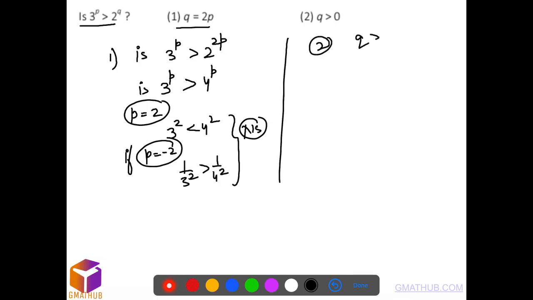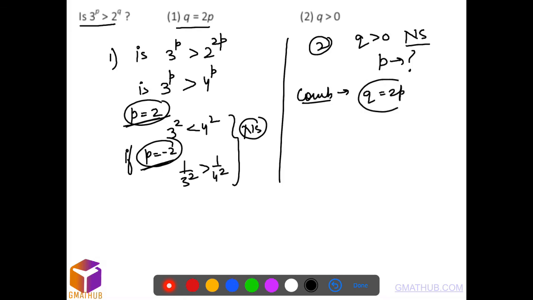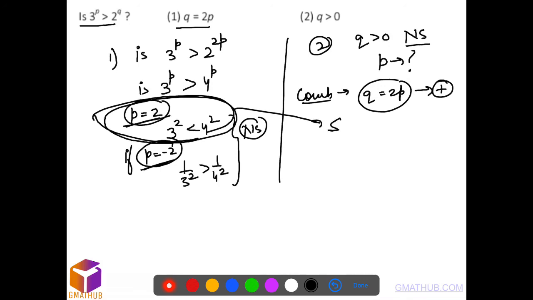Second, q is positive. Clearly not sufficient because it doesn't tell me anything about p. If I combine the two, what was the confusion in the first statement? Whether the powers are positive or not. Now, q is equal to 2p and both are positive. So we'll have only this case. So sufficient. The powers are positive.